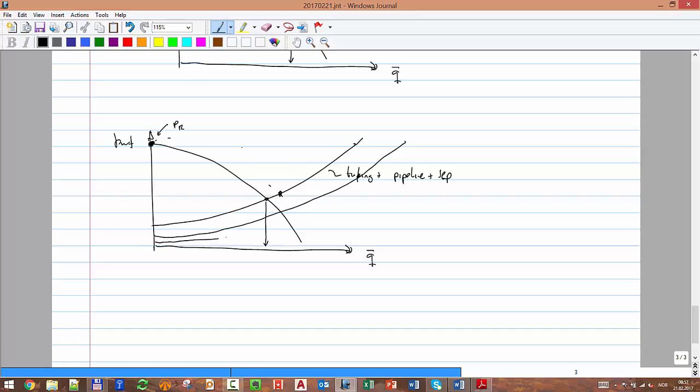Okay. So let's say that's just tubing, okay, plus wellhead pressure. Okay, so that's for P wellhead 1, P wellhead 2, P wellhead 3, and 1 is higher than 2 is higher than 3. So by reducing the wellhead pressure, I can increase the production rate.